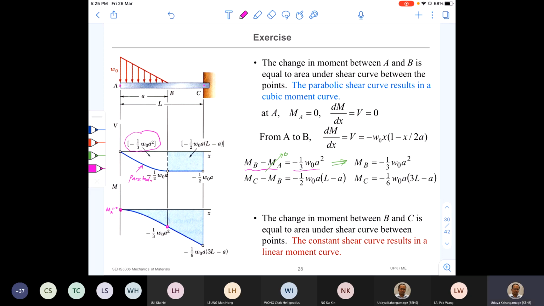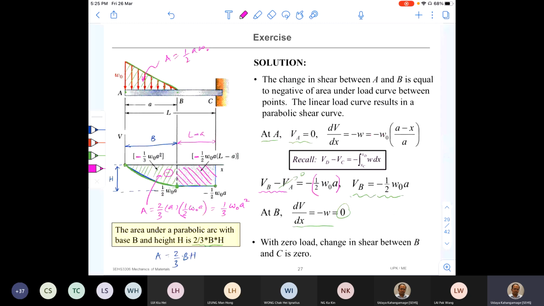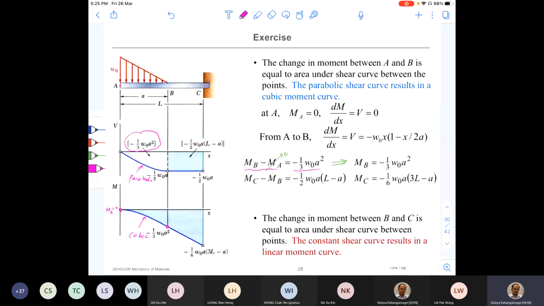Therefore, the variation of bending moment between A and B should be one order higher, a third order function. So this is a cubic function. Okay, so it's non-linear. And again, if you want, you can find out the shape of the curve by finding dM over dx at point A, because dM over dx should be equal to V, right? At that point, shear force is 0.